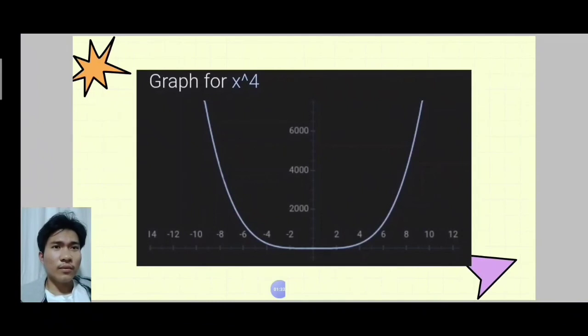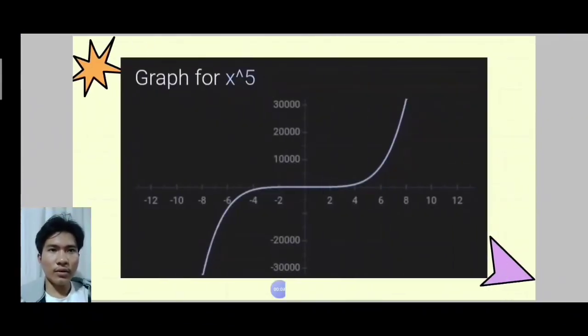Odd function. In this graph, f of x is equal to x to the fifth power. We know that 5 is an odd number, so this graph is an odd function. The symmetry is about the origin. In quadrant 1, it is like a mirror of quadrant 3. So we can say that this graph is an odd function.